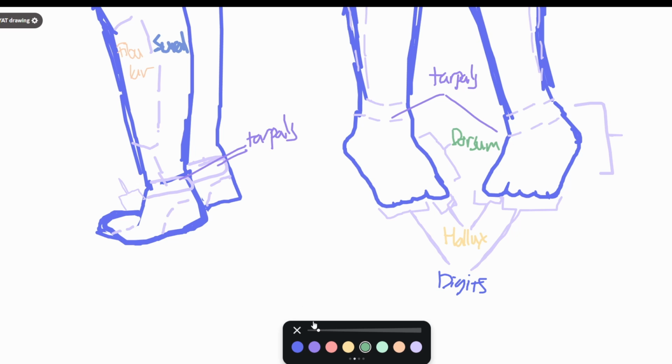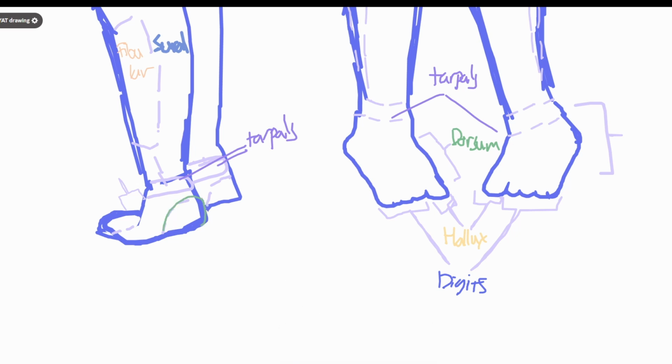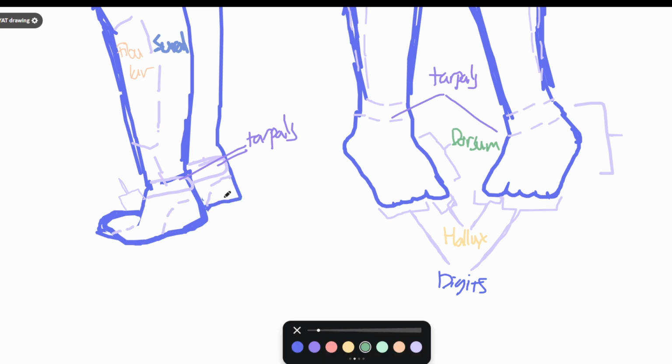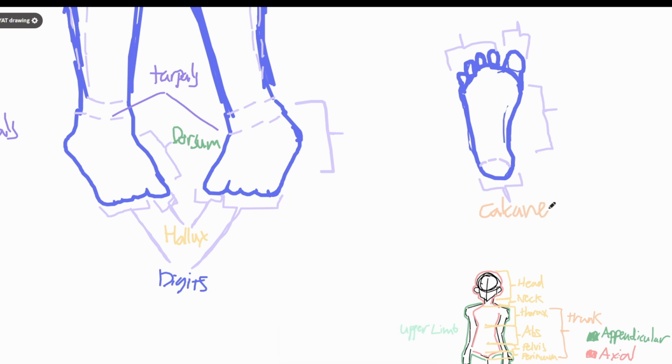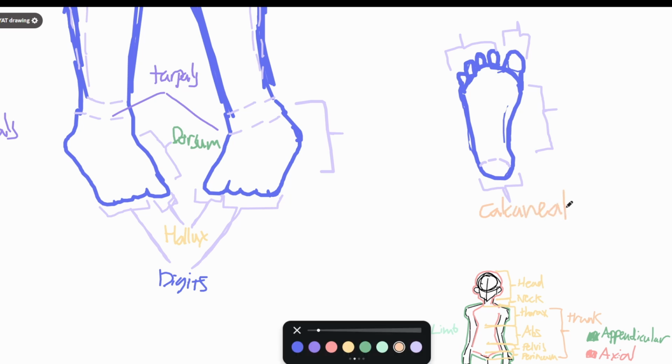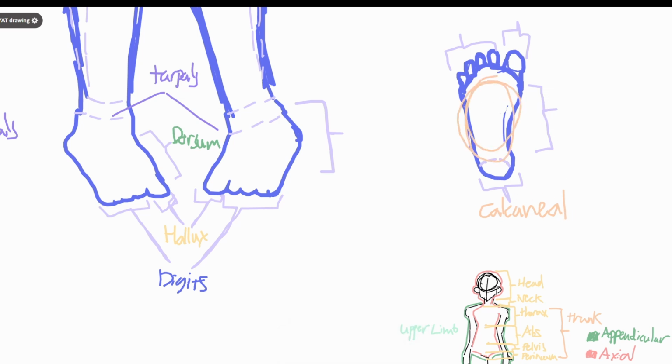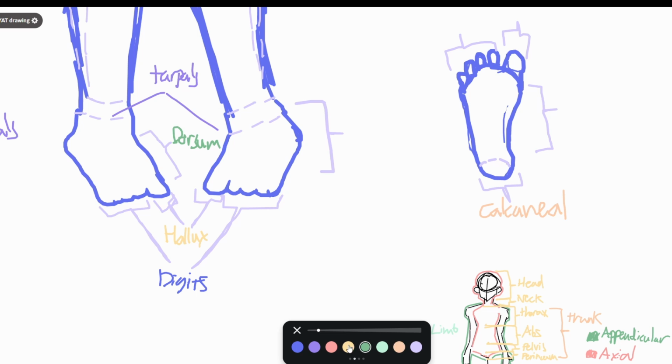And on the back of your foot, this area right here, which is also over here, that's called the calcaneal. Calcaneal sounds like heel, I guess. And this bottom part is where you plant your feet, so you would call that the plantar.